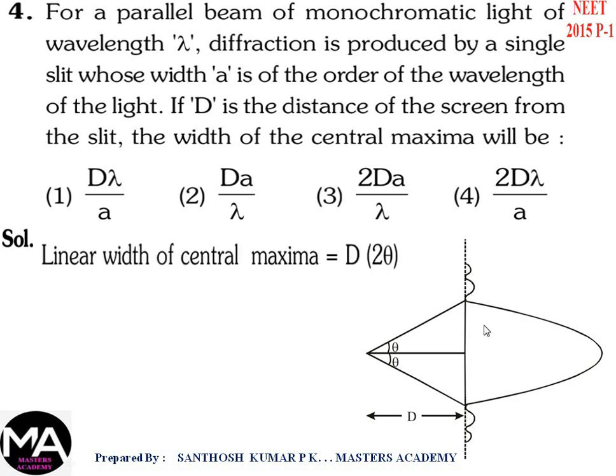So the intensity of diffraction. Now the linear width of the central maxima will be equal to 2 theta into D. The linear width will be equal to D into 2 theta. Therefore, 2 into D theta, where theta is given by lambda by a, where a is the width of the slit. So the answer is the third one, 2D lambda by a.